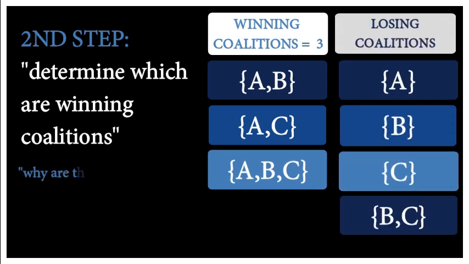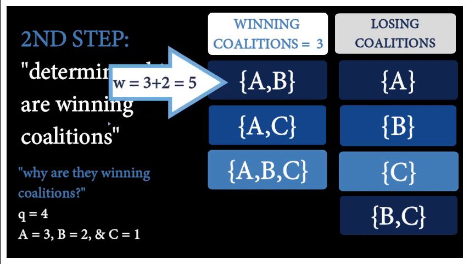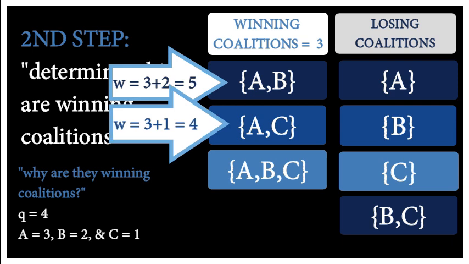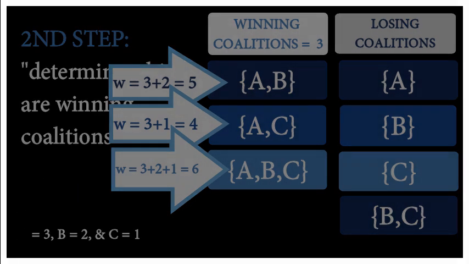But why are they winning coalitions? Recall that a system has a quota 4 and A has weight 3, B has weight 2, and C has weight 1. So the coalition AB has weight 5, coalition AC has weight 4, and the grand coalition A, B, and C has weight 6, which are all greater than or equal to the quota of 4.